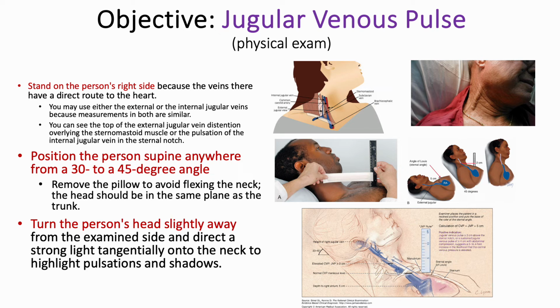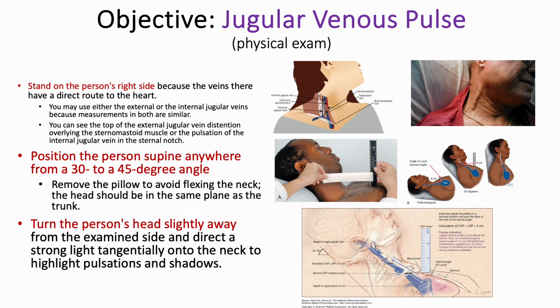Now we're going to look at the jugular vein and we're looking for pulse and pressure. And you're going to stand on the right side of the heart. Why? Because the veins have a direct route to the heart from the right side of the patient's jugular area or neck area. So you have to use either the internal or the external jugular vein, or you can use both. The measurements are going to be very similar. How are you going to know it's a vein versus the artery? Arteries pulsate and veins typically do not, right? Because veins are a low pressure system.